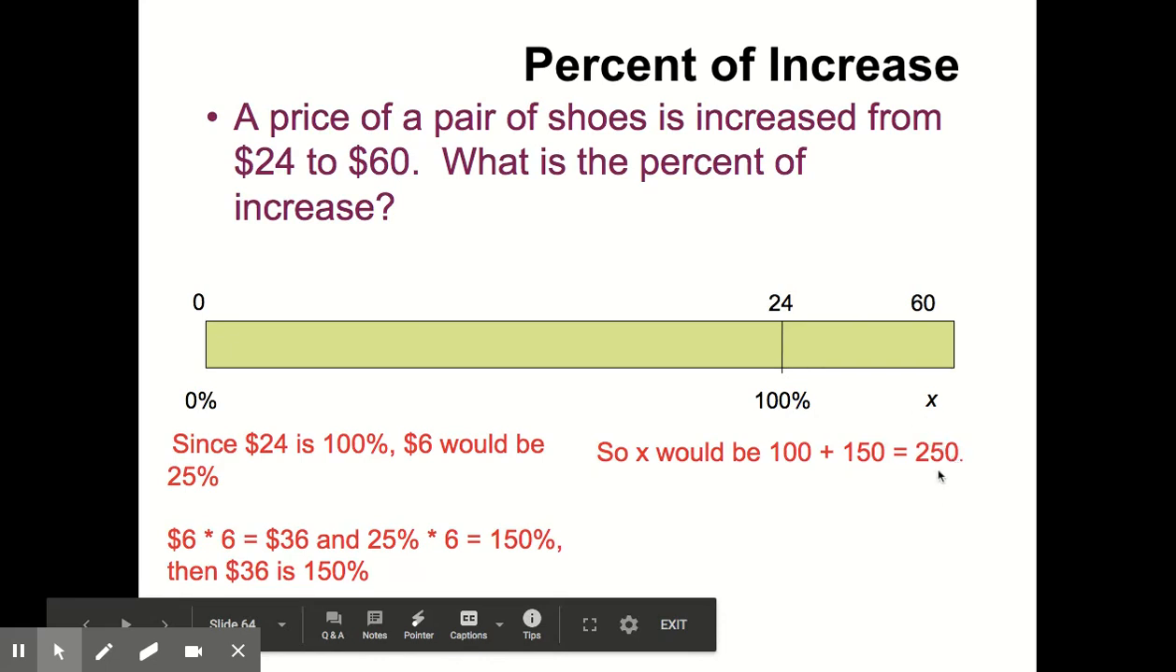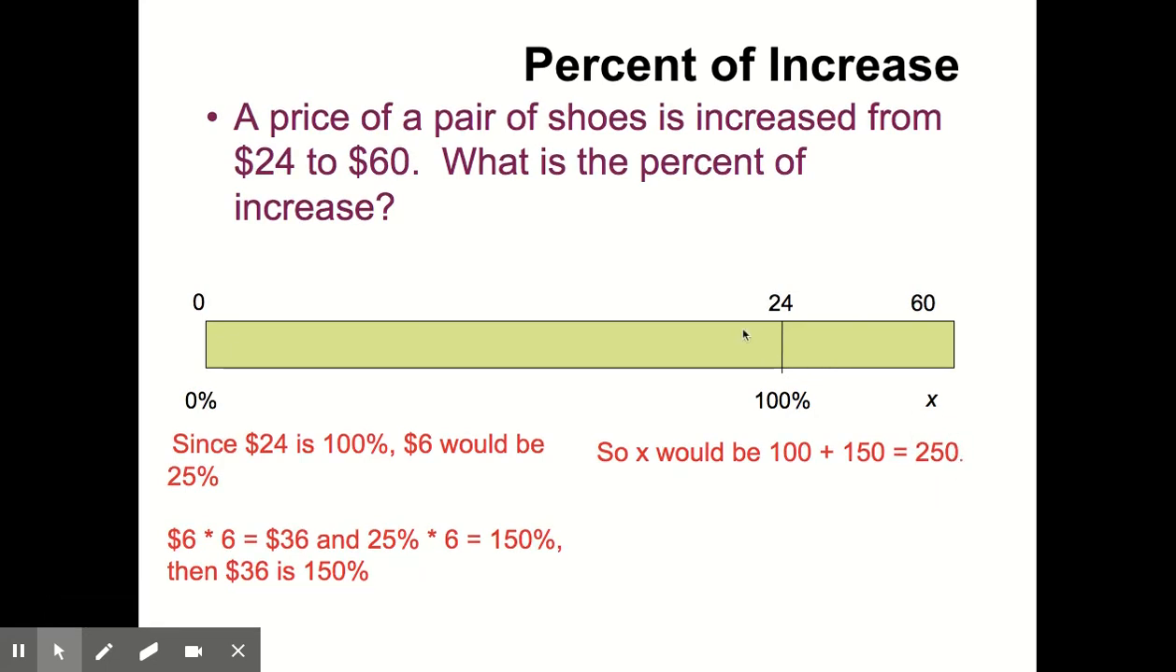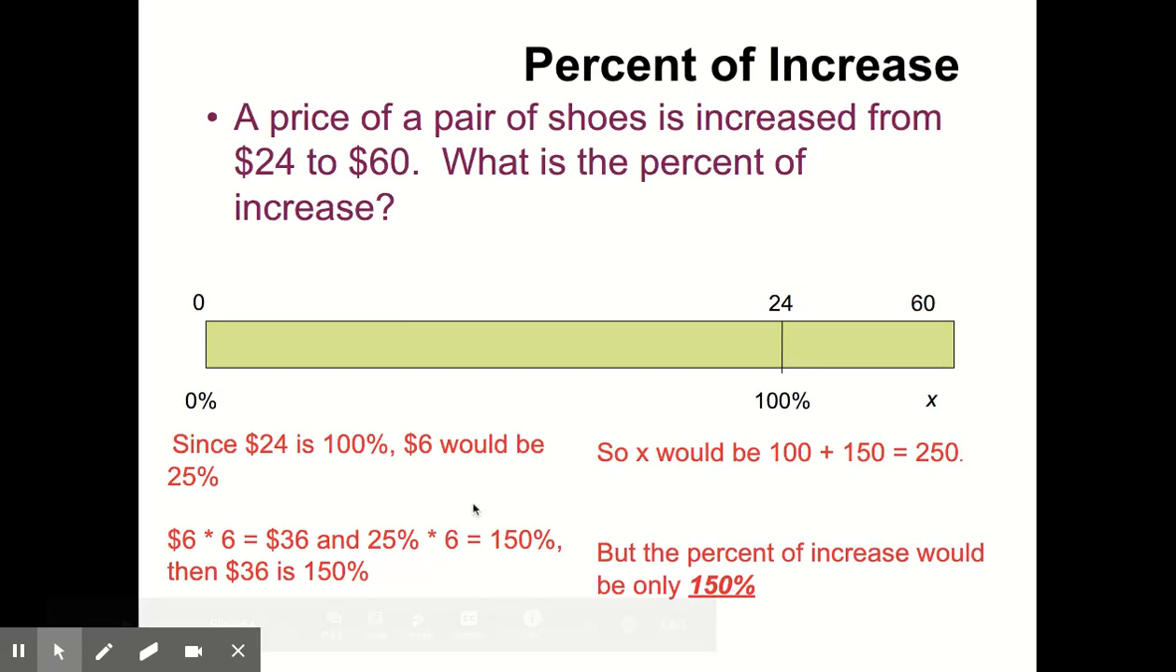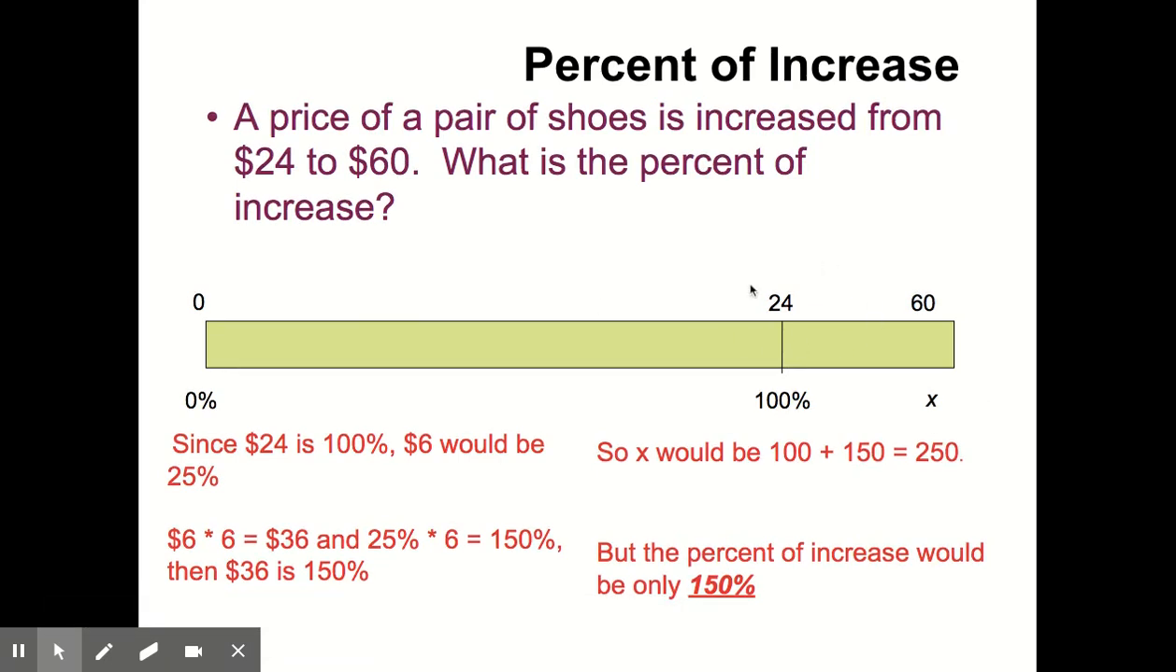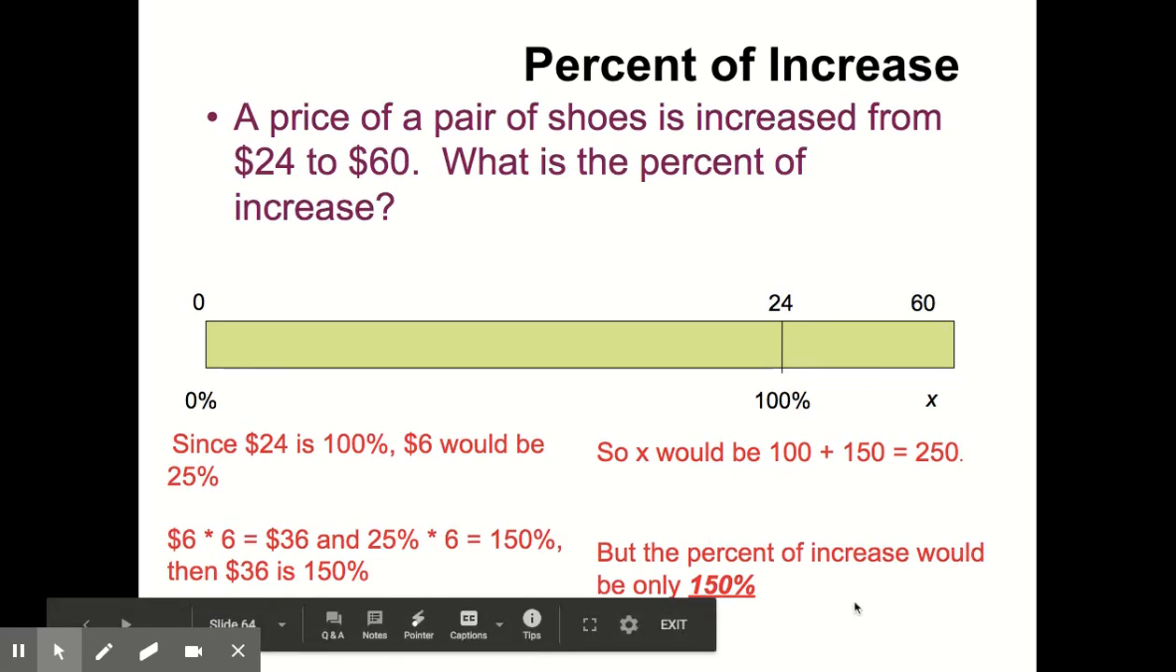But that isn't the answer to the question. 250% is what the new price is. The question is, what is the percent of increase? The percent of increase would be only 150%, meaning that when we found the $36, that was 150%. That's how I was able to make the connection, and that was actually the answer. The 250% is just what the 60 represents. We just want to know what percent it increased from 24 to 60, and that would be 150%.